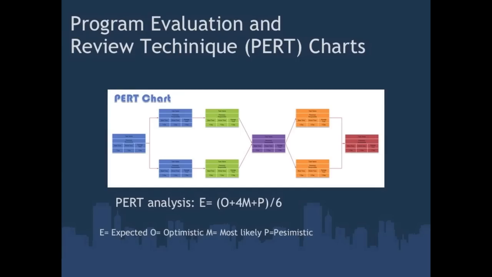The Program Evaluation Review Technique, or PERT chart, is a type of 3-point estimate that measures the expected activity duration of a project. A PERT chart is a visual representation of a project schedule showing the sequence of tasks, which tasks can be performed simultaneously, and the critical path of tasks that must be completed in time in order for the project to meet its deadline.